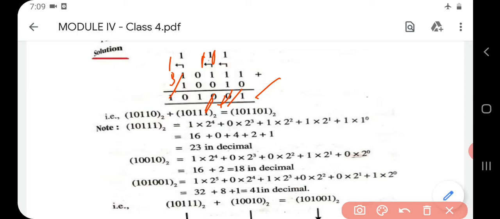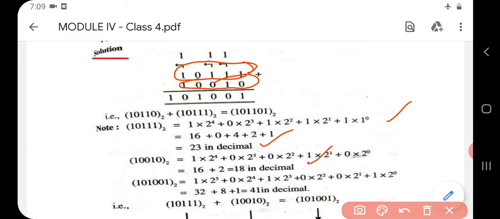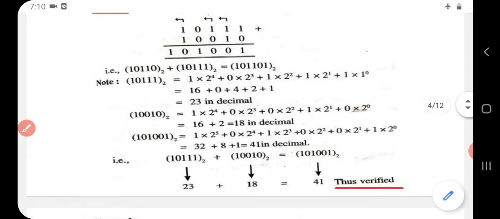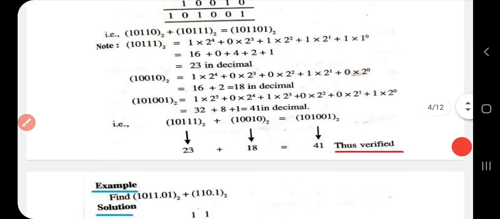Okay, now you can cross check whether the answer that you have got by adding this is correct or not. How will you do that? So take the first one, that is this one number, that you have to find out its decimal equivalent. How to convert that binary into decimal equivalent we have already studied. So that is 23. Now take the second number, its decimal equivalent is 18. Now add this 23 plus 18, it is 41. Now check whether your answer is equivalent to the decimal 41. That conversion also you have studied. So that is how you can verify the answer.